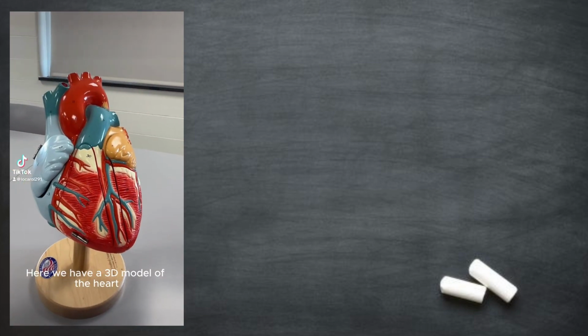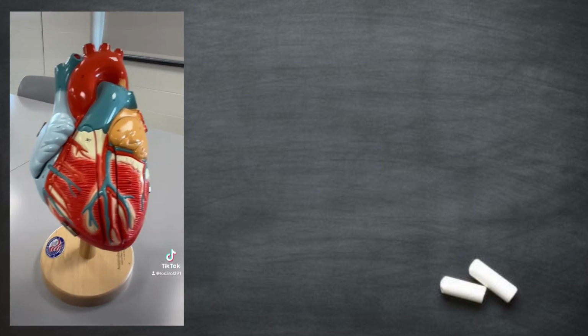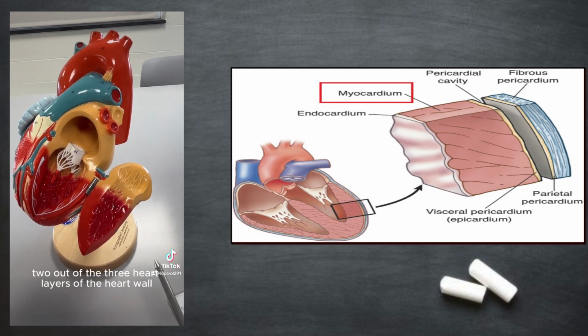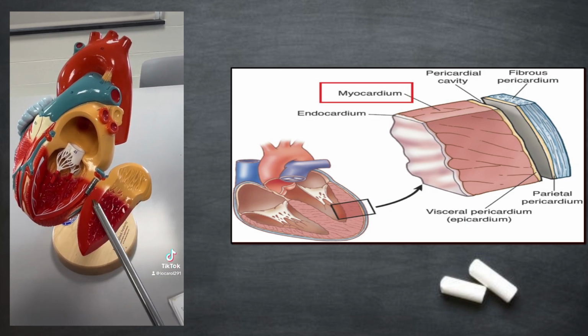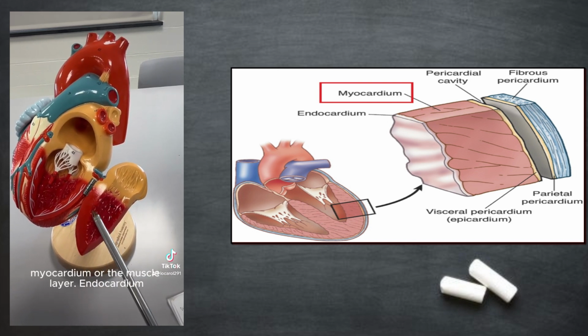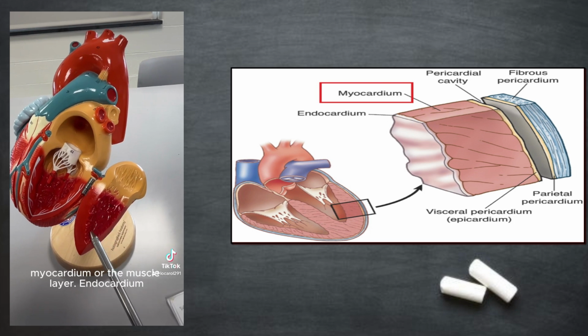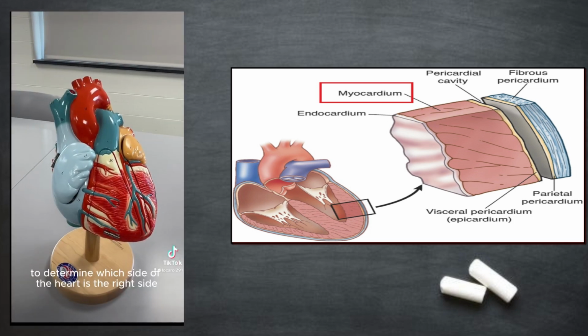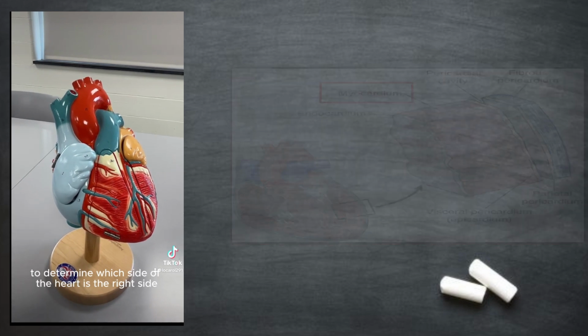Here we have a 3D model of the heart. We are going to identify 2 out of the 3 heart layers of a heart wall. Myocardium, or the muscle layer. Endocardium, the innermost layer.